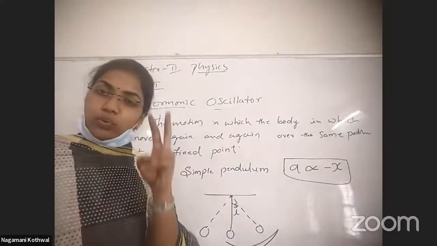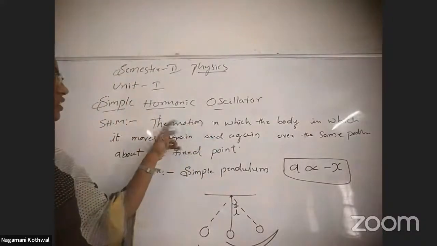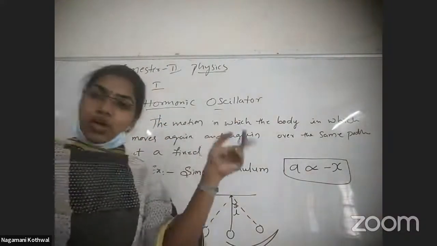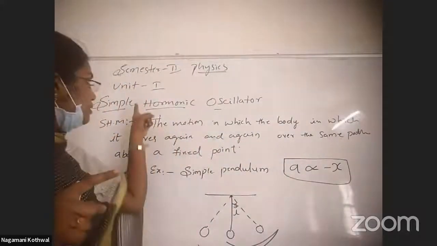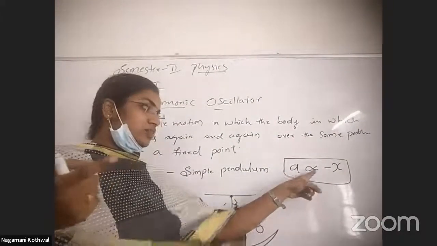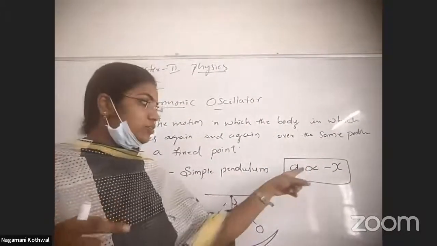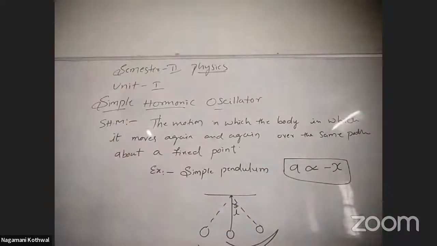Is it clear? You can write two definitions, no problem. You can write this definition: the motion in which the body does again and again to and fro motions about a fixed point is also known as simple harmonic motion, or the acceleration is directly proportional to the negative displacement is also known as simple harmonic motion. Is it clear, ma'am? Clear, madam. Good.